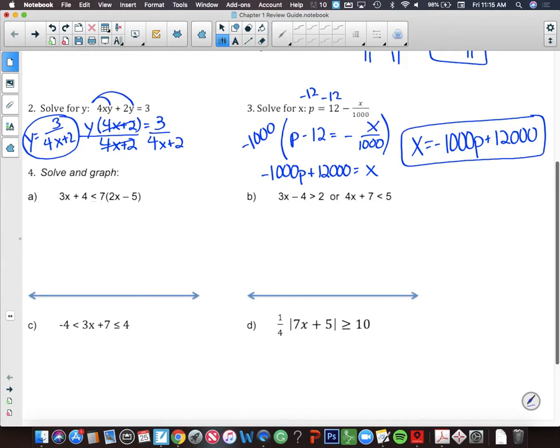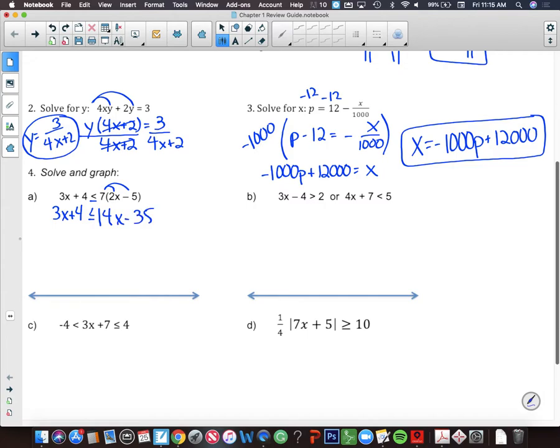Okay, so down below here, we got inequalities. We'll work through all these. So for 4a, the first thing you want to do is distribute. So that gives me 3x plus 4 is less than, I can't tell if it's a less than or equal to. Is less than or equal to. It's kind of hard to see that on the screen here. Less than or equal to 14x minus 35.